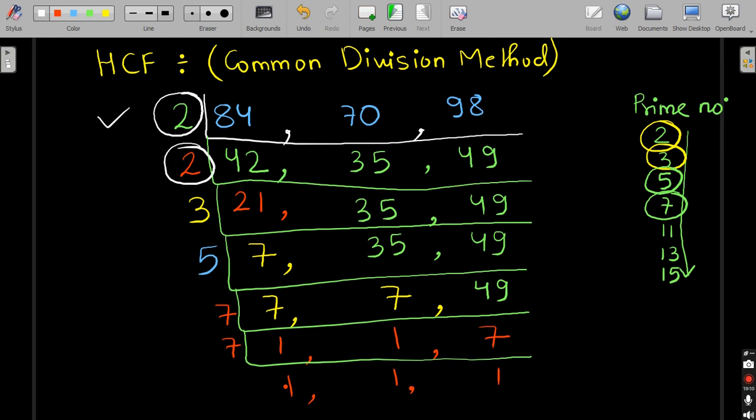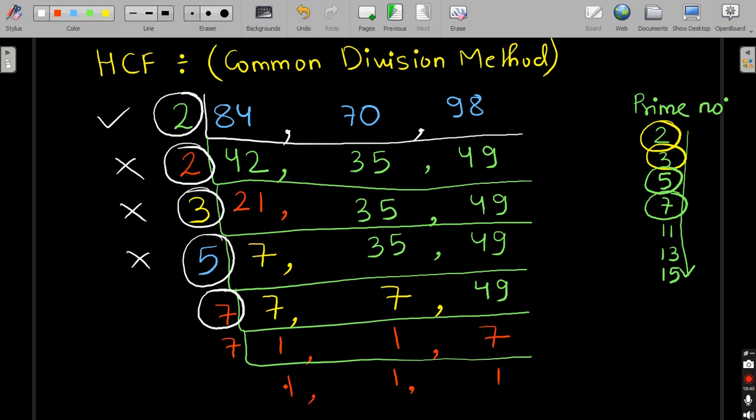Next again I will make the next 2. By this 2 I can divide 42, but by this 2 I can't divide 35 and 49, so this number I will not consider. Again 3, I will mark a circle, I will check. By this 3 I can divide 21, as 3 sevens are 21. 35 I can't divide, 49 also I can't divide, so I will not consider, because I need to find such a number by which I can divide all the numbers in that line. Again I will try by 5. By 5 I can divide 35, but I can't divide 7 and 49. Now this also is not possible.